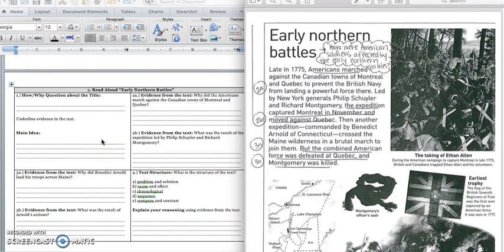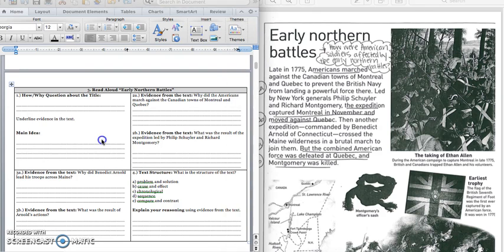And so for our main idea, we would write down, the American soldiers experienced victories and losses in the early northern battles. Press pause to write down your answer and play when you're ready for box 2.